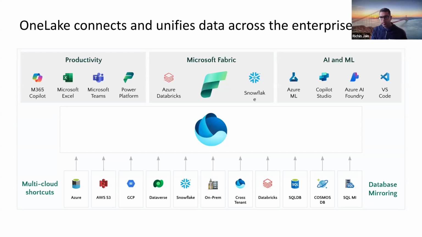What is unique about all this is all of the different engines that are interacting with Fabric, they're all working off a single copy of the data. So there's no data duplication, there's no data copy, there's only a single source of truth. And OneLake also integrates with the M365 suite. So you see all the Office applications, your Teams and others, so you can leverage that integration as well in your business flow.